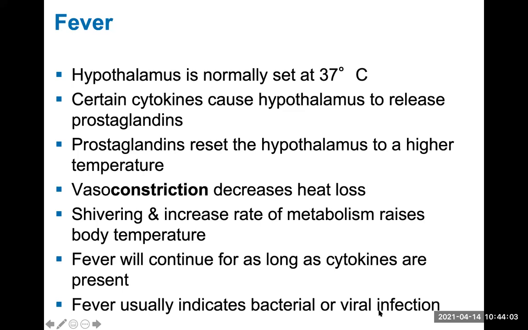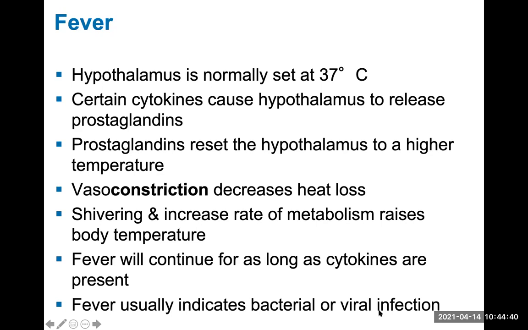When your hypothalamus, which controls your body temperature, is told to reset its set point to a higher temperature. How does that happen? Certain cytokines tell the hypothalamus to release prostaglandins, and then those prostaglandins reset the hypothalamus to a higher temperature. So then suddenly your body receives this message that it's supposed to be 39 degrees instead of 37. And now it thinks, well, we are way too cold.